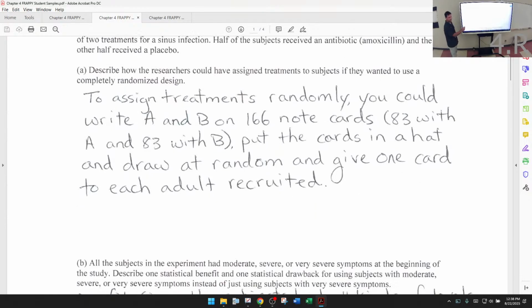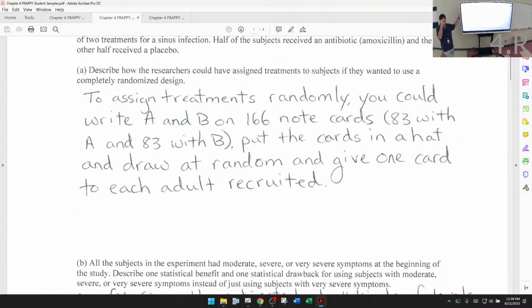Here is one student's answer, just to look at this. To assign treatments randomly, you could write A and B on 166 note cards, 83 with A and 83 with B. I'm glad that they said 83 with A and 83 with B, because if they just said A and B on 166, I don't think that's sufficient. Put the cards in a hat. Draw at random. Give one card to each adult recruited. Kind of see what they did?